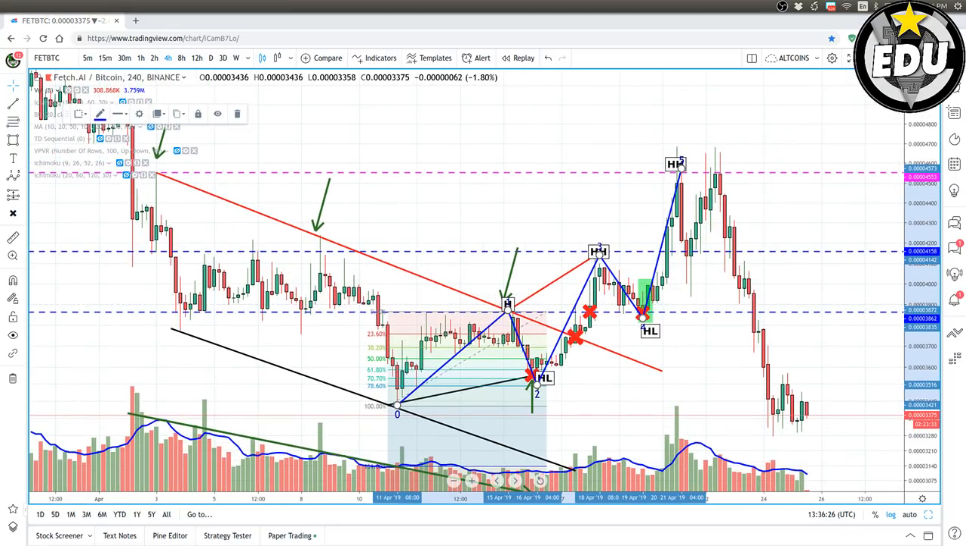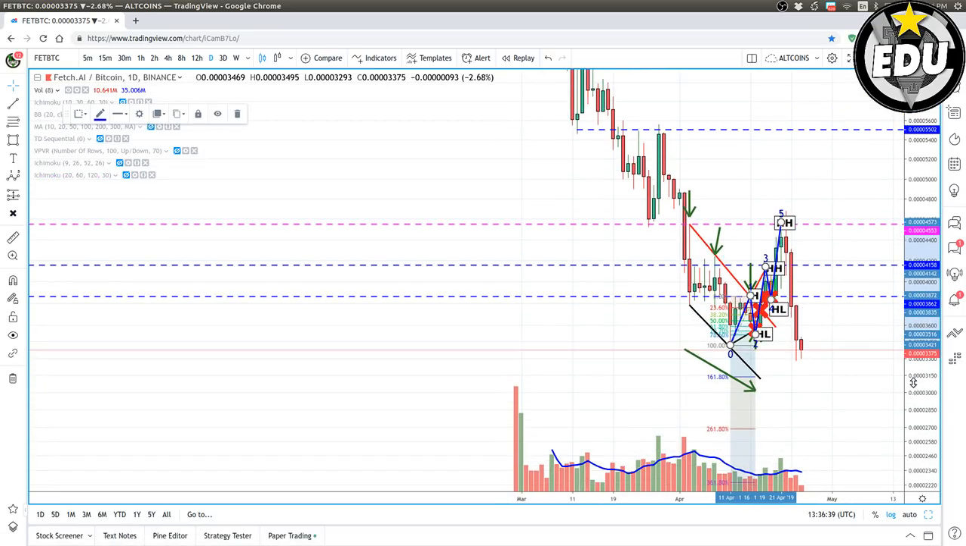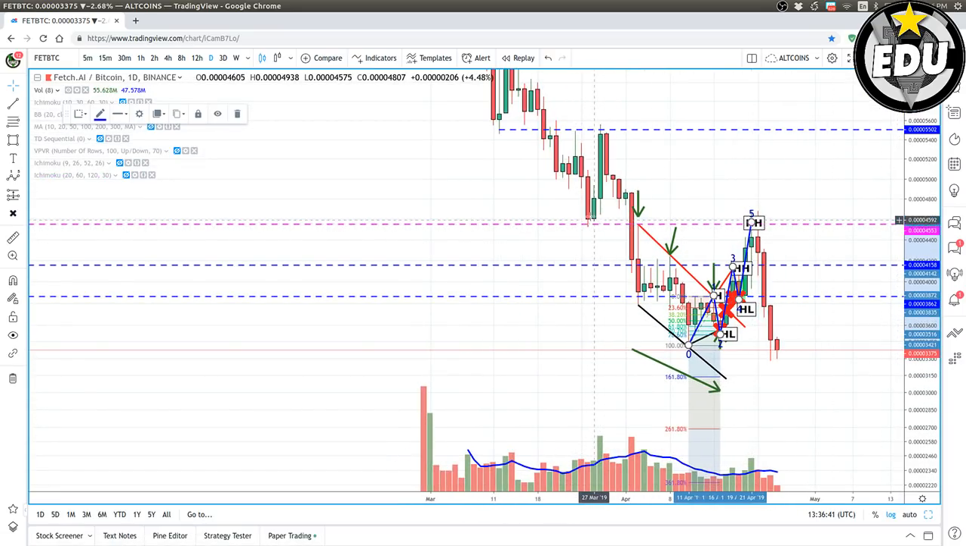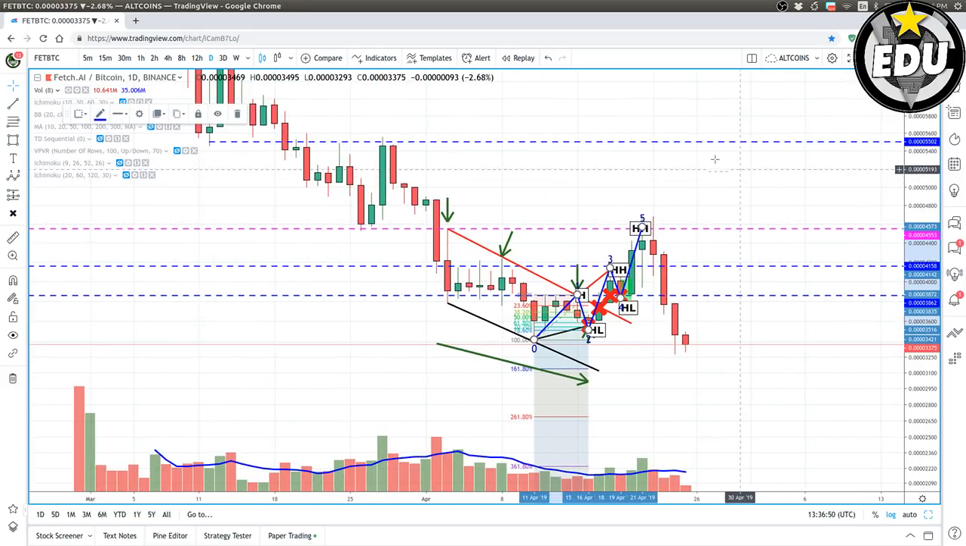Let me remember what we did on FET. 6R. So that was good for me. And then my pink level was a strong one, the one that I found on the daily. Just remember this nice level where the trend really bounced. So that's a nice level for me to keep an eye on.